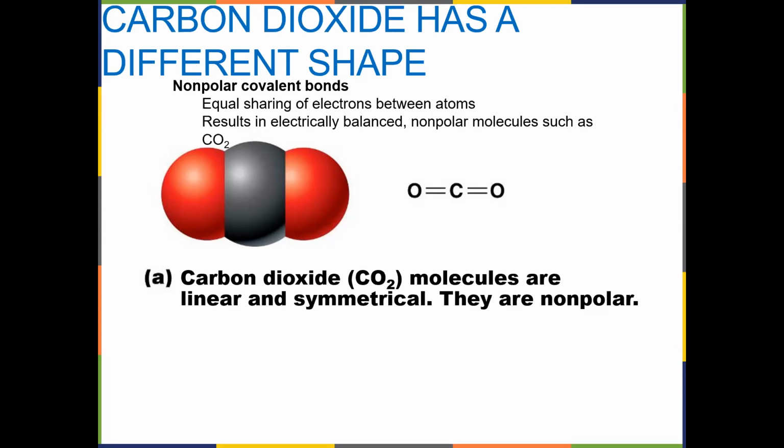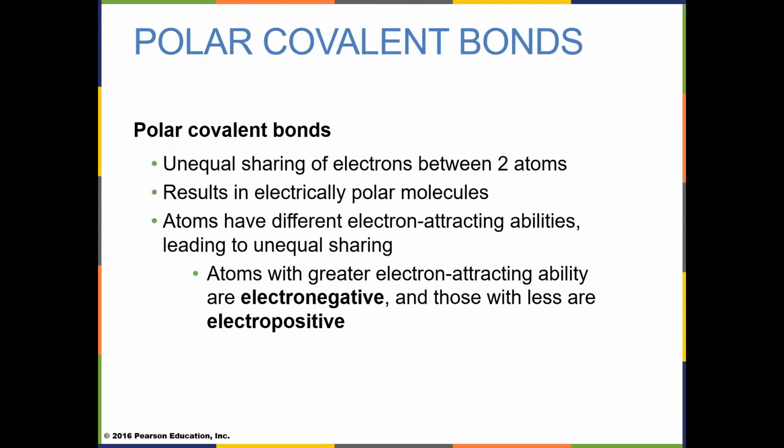However, we do have polar molecules that are held together with covalent bonds. With a polar covalent bond, you have unequal sharing of the electrons. One end of the molecule tends to have a positive charge, and the other end tends to have a negative charge. They're very slight charges, but they're there simply because of the unequal distribution of the electrons.